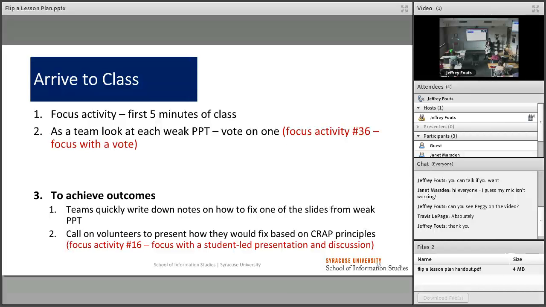Then I throw a monkey wrench at them. Then I say, oh, now that you voted on the weak one in your teams, now I'm going to give you 3 minutes to come up with, I'm going to have you now take a slide from that weak PowerPoint, apply the correct principles, and how would you redesign that slide? Take notes. End of the 5 minutes, boom, done.